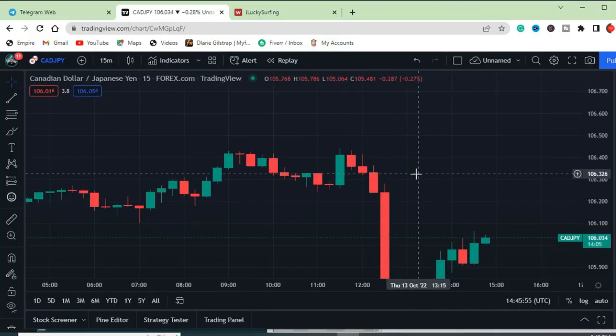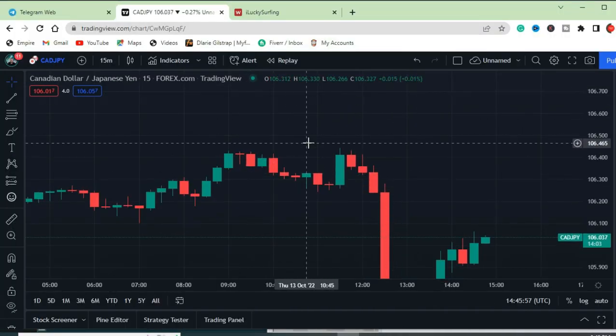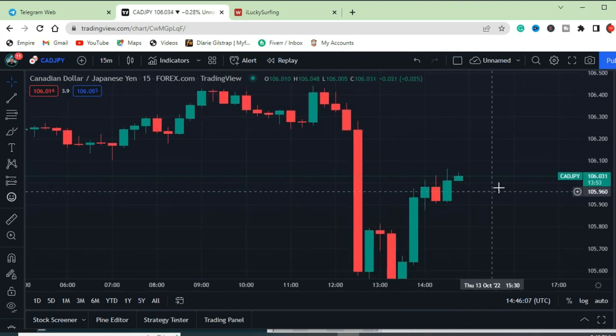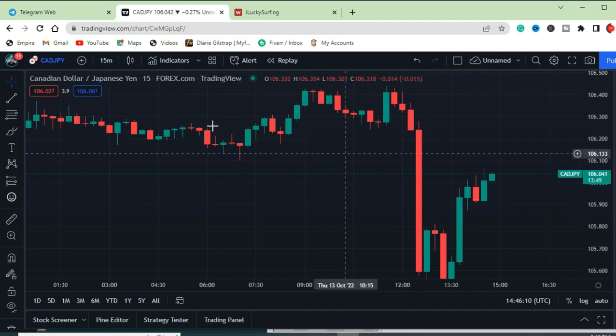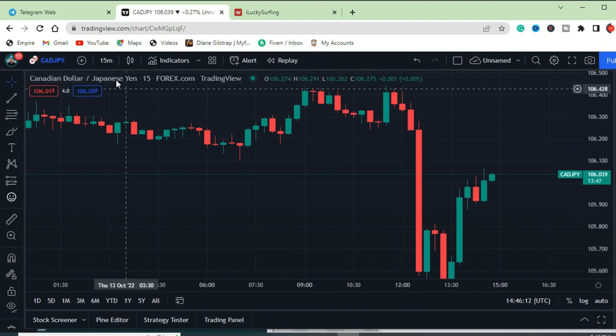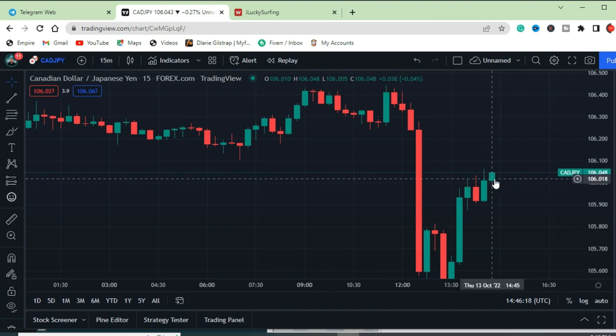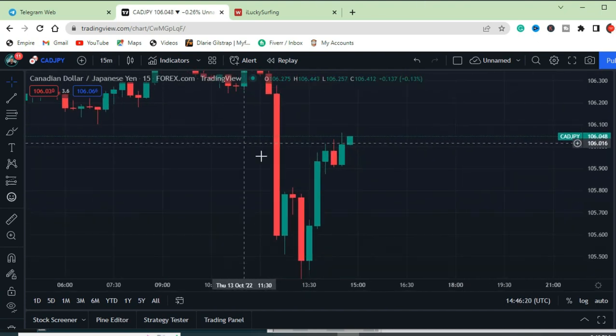I hope you understand. Another thing I want to talk about today is how to work with a different time frame to confirm your entry. This is another thing that is very important if you're a beginner. What I'm talking about is this. For example, I have this particular currency pair, CAD/JPY, on a 15-minute candle time frame, which means that each candle here represents 15 minutes to expire.